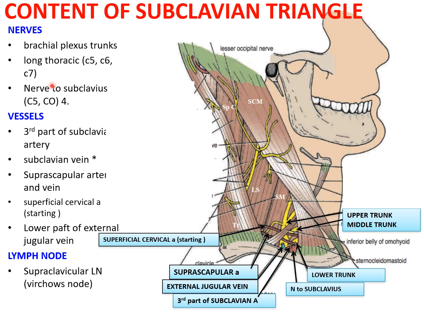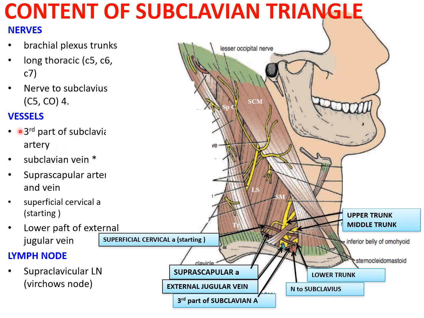Apart from that, the third nerve which appears in this triangle is the nerve to subclavius muscle. This nerve to subclavius muscle, over here you can see, arises from the upper trunk of the brachial plexus, carrying the fibers from C5 and C6, passes downward in front of the brachial plexus and the subclavian vessels, and ends by supplying the subclavius muscle and the sternoclavicular joint.